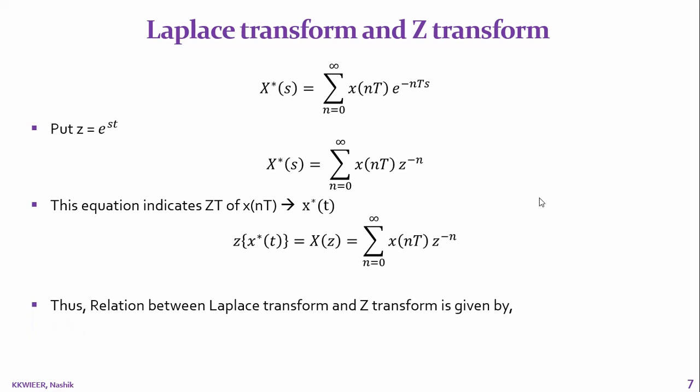What does that mean? The relation between Laplace transform and Z transform can be given as z is equal to e raised to sT. What does that mean? If you substitute z equal to e raised to sT in the Z transform, it will exactly look like the Laplace transform. Or if you substitute e raised to sT as z in the Laplace transform, then it will become a Z transform. So z equal to e raised to sT is the relation between Laplace transform and Z transform.